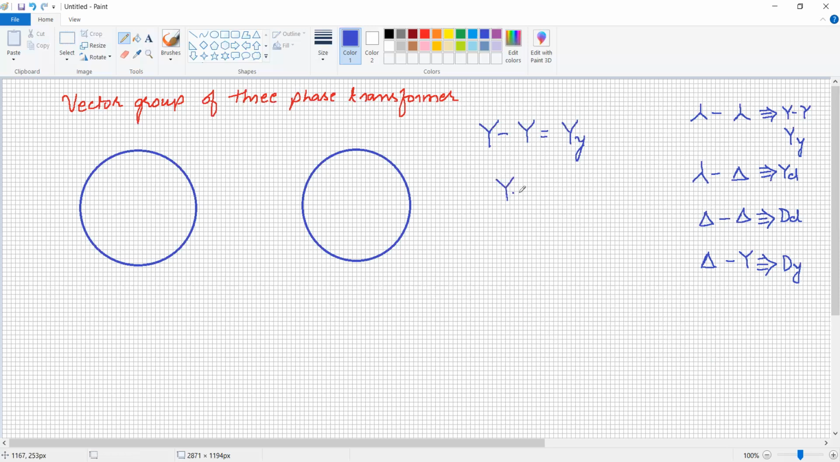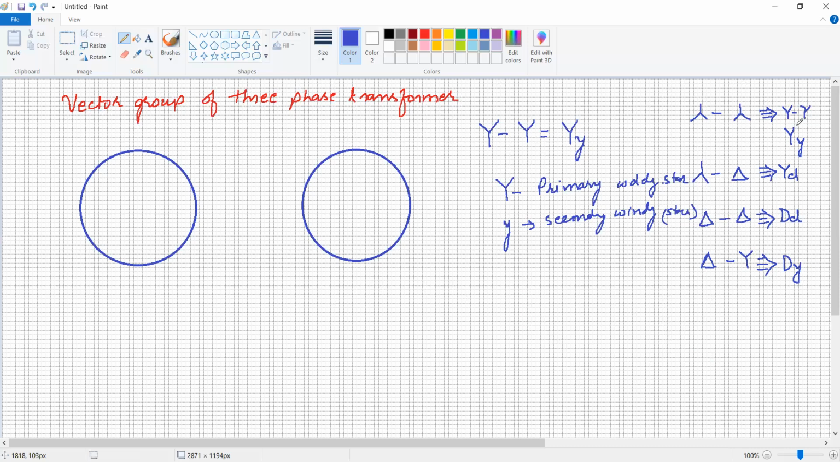Capital Y represents the primary winding connection, and small y represents the secondary winding connection. It is in star and it is also in star. The third value is a numerical value, which represents the vector group of the three-phase transformer. The first capital letter stands for the primary winding, and the second letter, which is a small letter, represents the secondary winding.